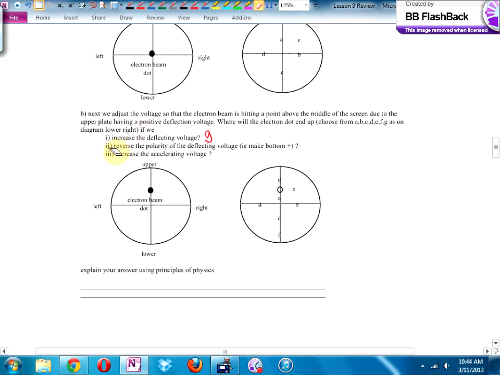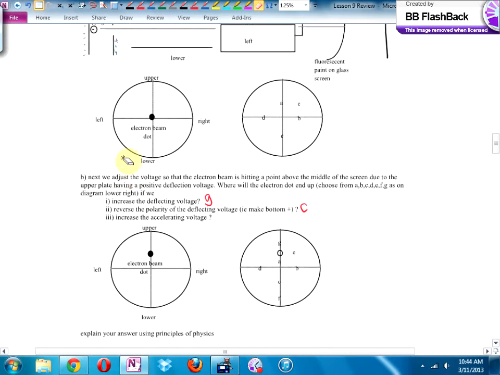What if, second option, I reverse the polarity of the deflecting voltage? So let's go back to here where we started out, but I flip it so that the bottom plate is positive and the top plate is negative. See?